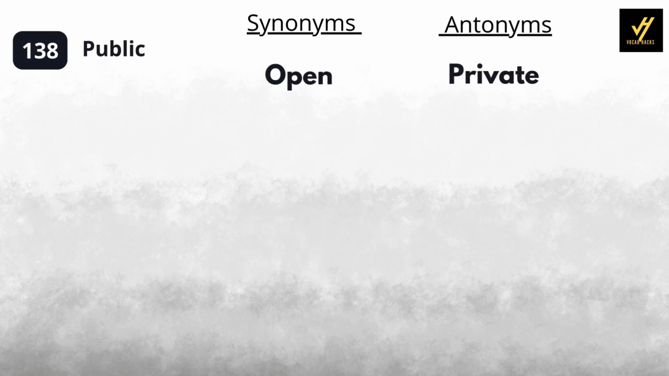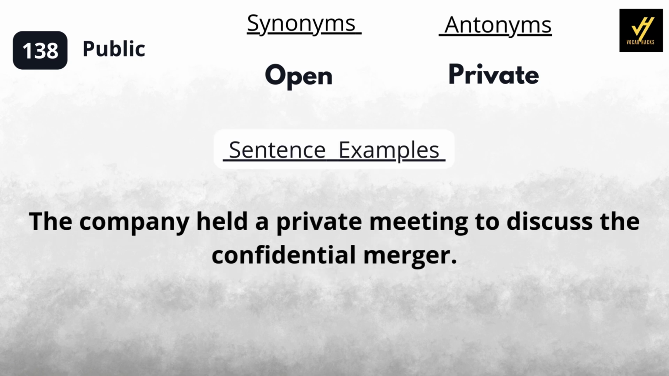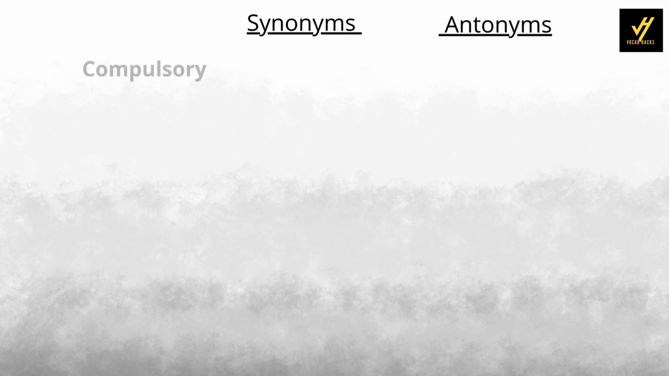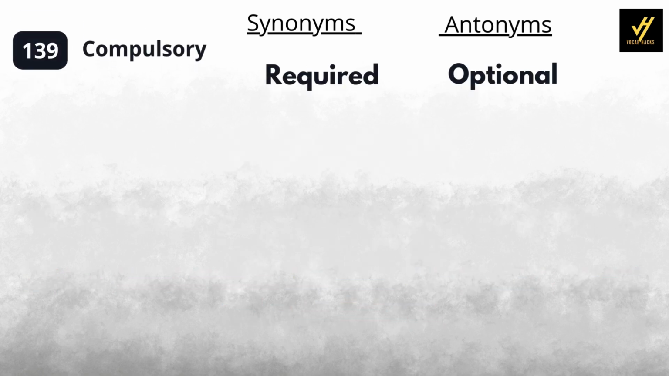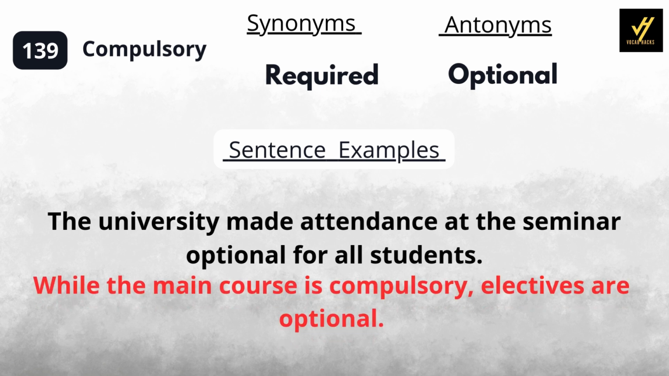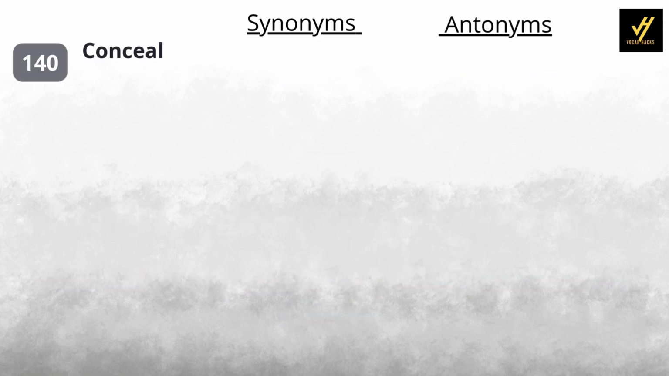Public, open, private. The company held a private meeting to discuss the confidential merger. Private conversations can often lead to more honest and open dialogue. Compulsory, required, optional. The university made attendance at the seminar optional for all students. While the main course is compulsory, electives are optional.